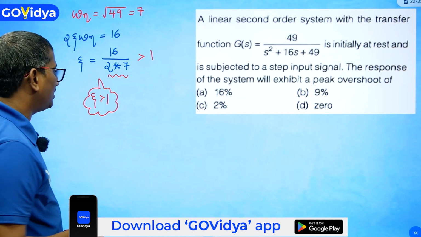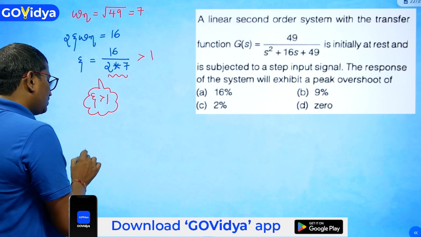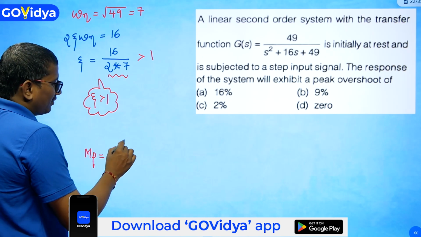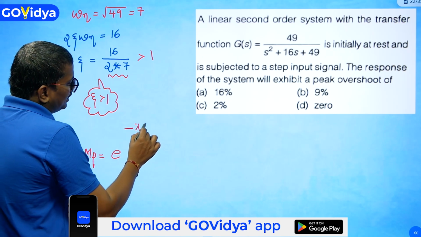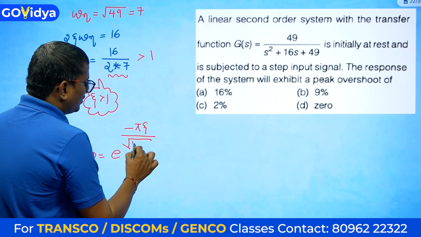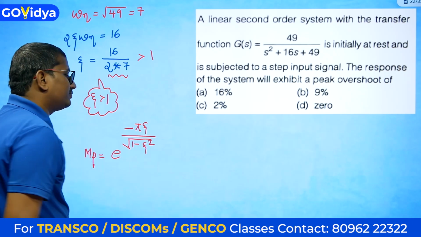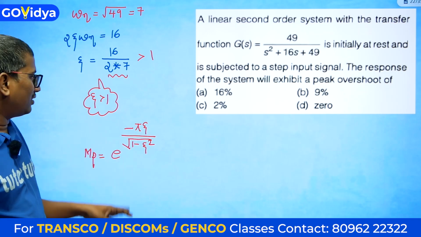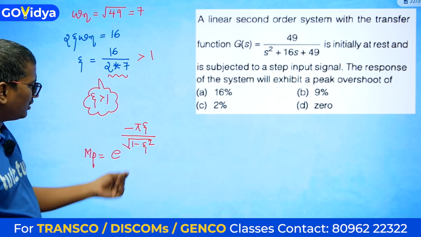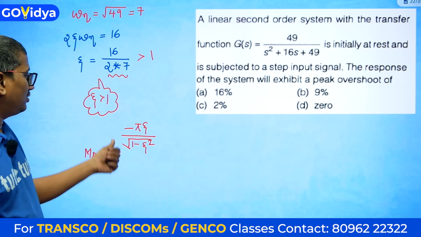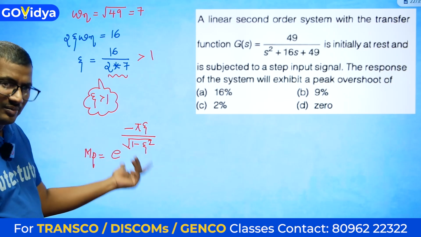Is it overdamped? So we know that peak overshoot is generally represented as Mp, e power minus pi zeta by root over 1 minus zeta square. You take zeta value greater than 1, whether 1.1 or 1.2 or 2 or any number, the denominator has an imaginary function, because root of a negative number indicates imaginary, right?